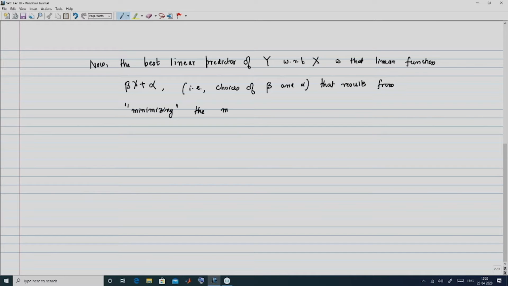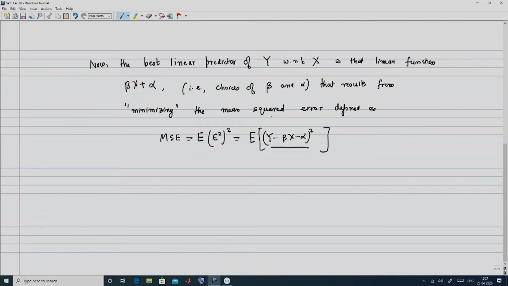the mean squared error, defined as follows. Remember the error was epsilon, which was the same as y minus beta x minus alpha. So we take the square of that, and since this is a random variable, we will take the expectation of this, and that is going to be the expectation of epsilon squared, and this is what we call the mean squared error. I will just abbreviate this as MSE.